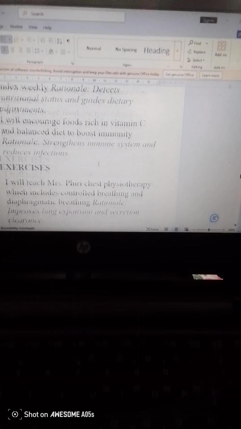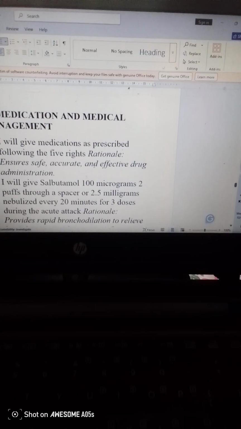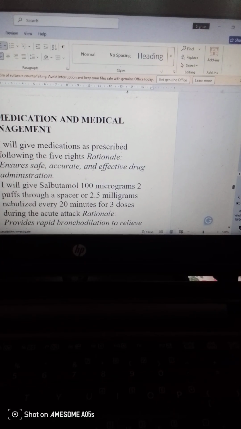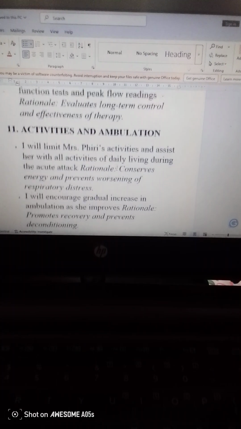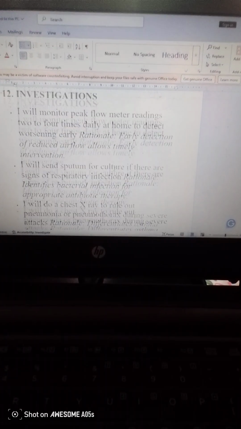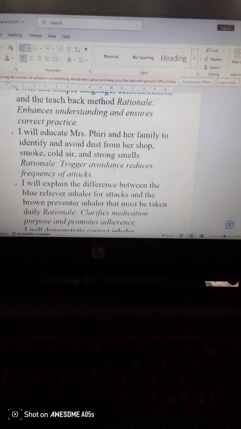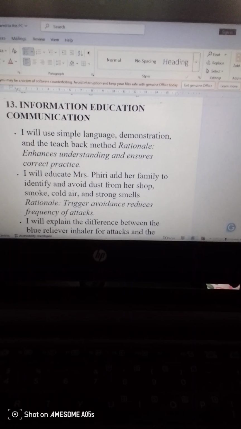So in part 3, that's what we're going to discuss: the exercises, the medical and medicine management. Then we're also going to discuss the activities and ambulation. Then we're going to end with the investigations and conclude on the information, education, and communication.